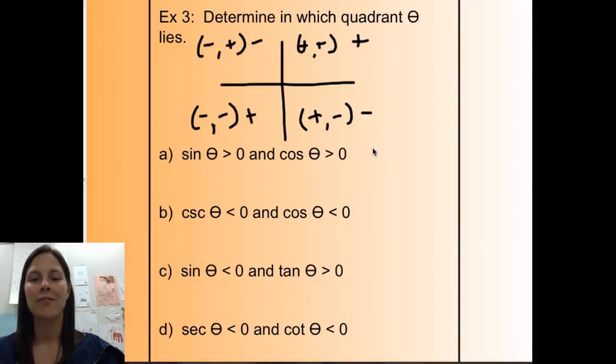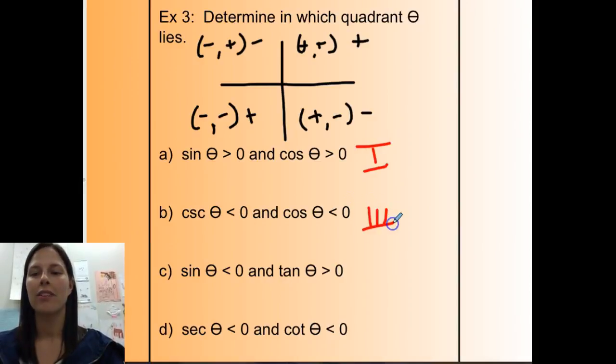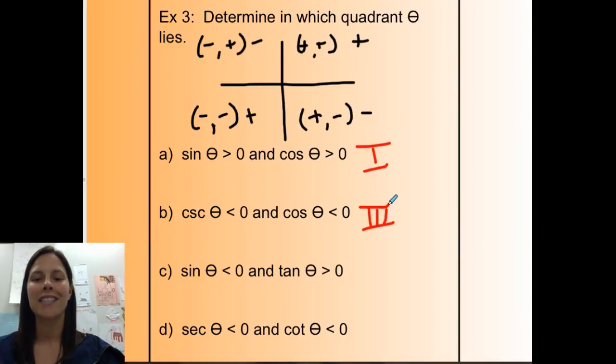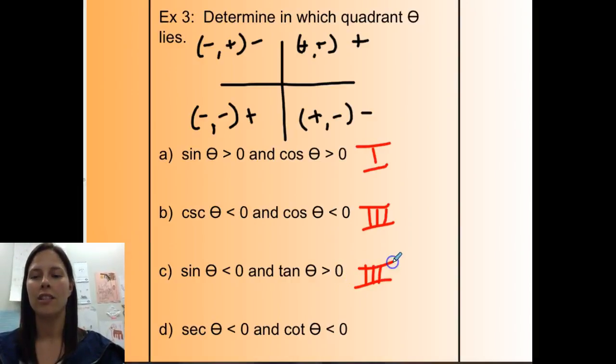Our first question is if sine and cosine are both greater than 0 or positive, that would have to occur in the first quadrant. Second question, cosecant is negative. We have to think about the fact that cosecant is the reciprocal of sine. So we're saying sine is negative, which occurs in the third and fourth quadrants, and cosine is also negative. Sine and cosine are both negative in the third quadrant. Part C, sine is negative, so we're in the third or fourth quadrant, and tangent is positive. That occurs in the third quadrant.